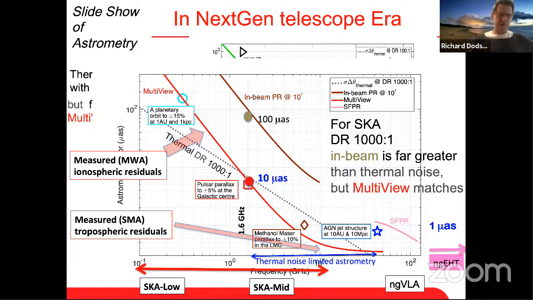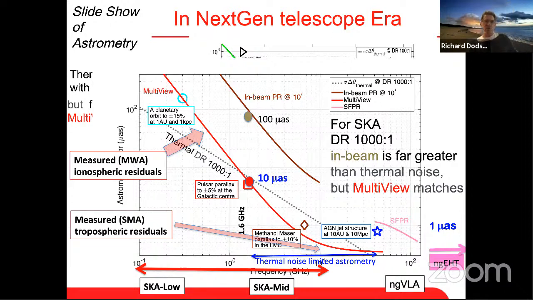To enable ultra-precise astrometric measurements, and asking what demonstrations we need to show what is needed for SKA Low, SKA Mid, NGVLA, and even potentially the next generation EHT.